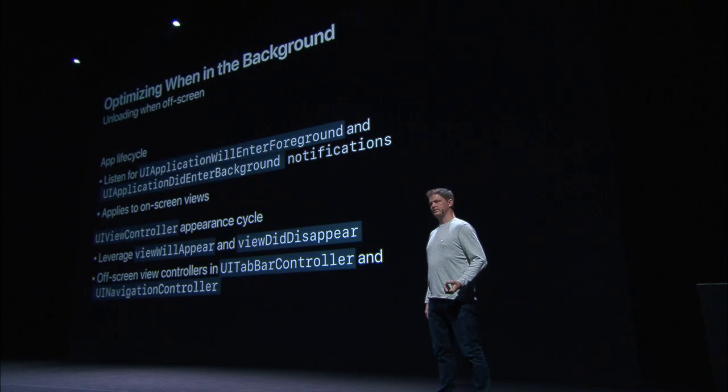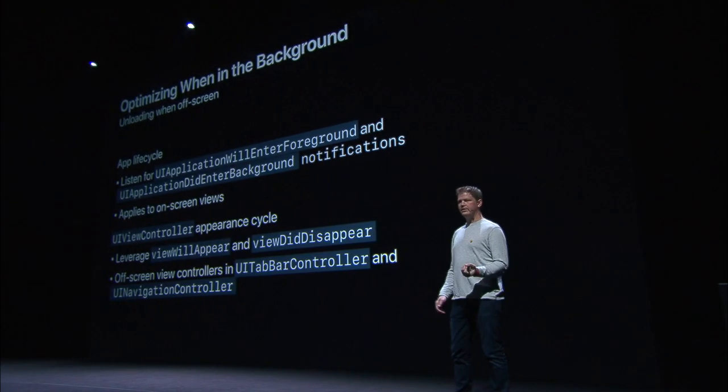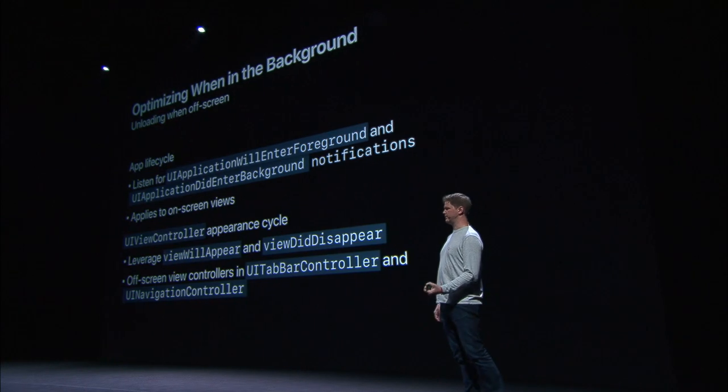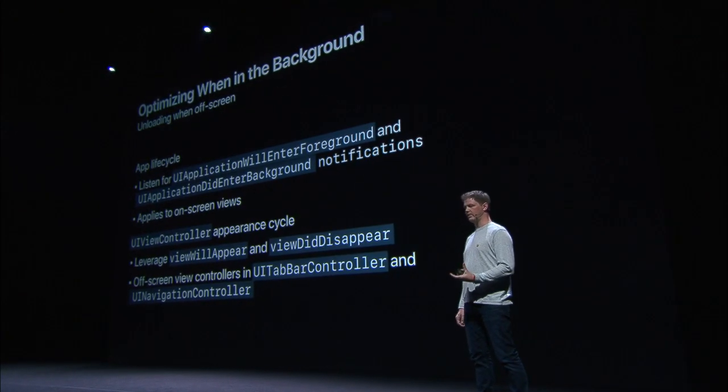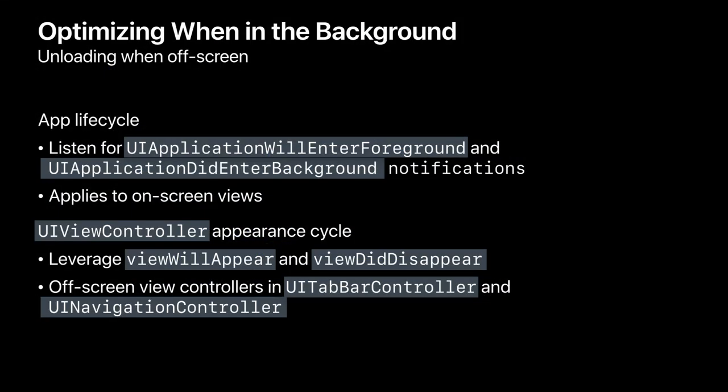There are two ways to do this. The first is the app lifecycle. So if you background your app or foreground it, the app lifecycle events are a great way to know. Now, this applies to mostly the on-screen views, because those don't conform to the UI view controller appearance lifecycle.